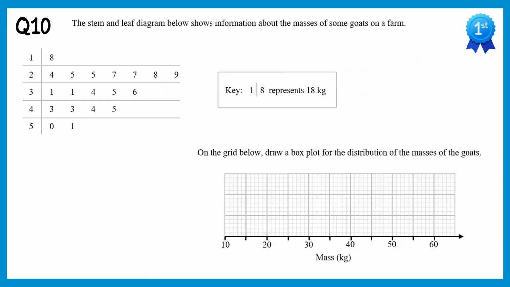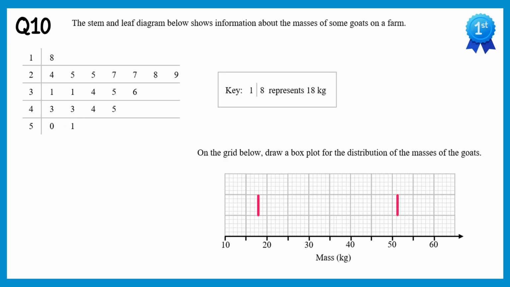For this question, we're going to use the stem and leaf diagram to draw a box plot. Let's start by finding the lowest value and the greatest value in the stem and leaf diagram. You can see those quite clearly, there's 18 for the lowest and 51 for the greatest. This means we need to draw a vertical line at 18 and 51. So let's do that now.